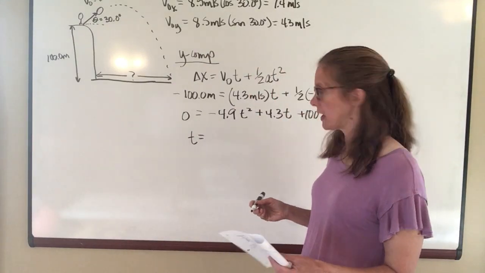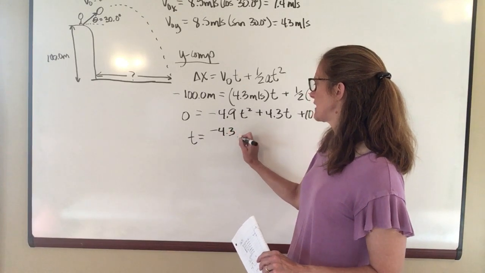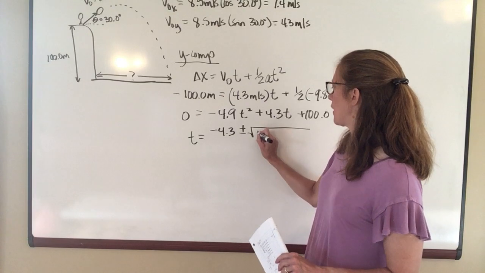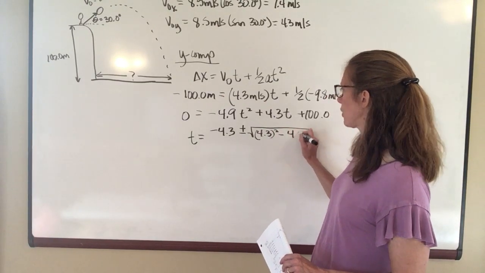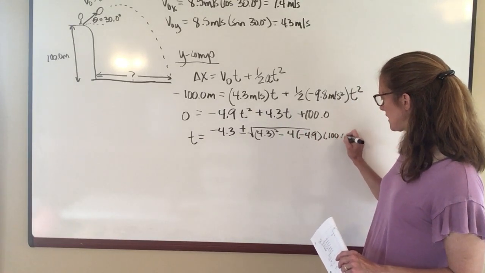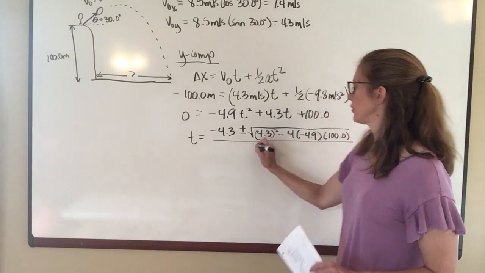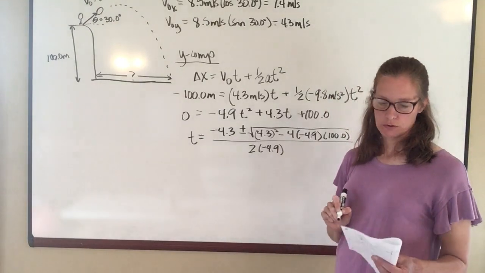Okay, so then when I plug that into the quadratic equation, I'm going to have t equals, remember the quadratic equation is negative b, plus or minus the square root of b squared minus 4 times a times c, all over 2 times a. Okay?